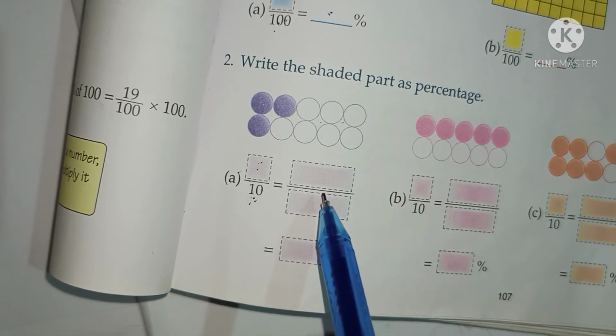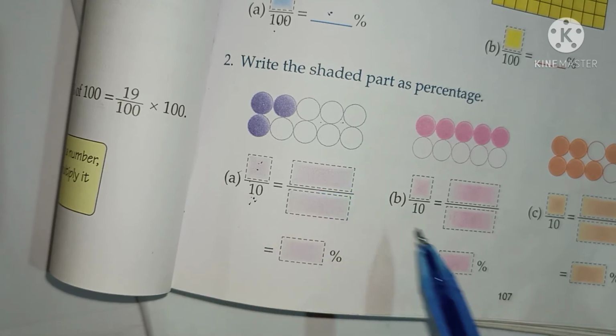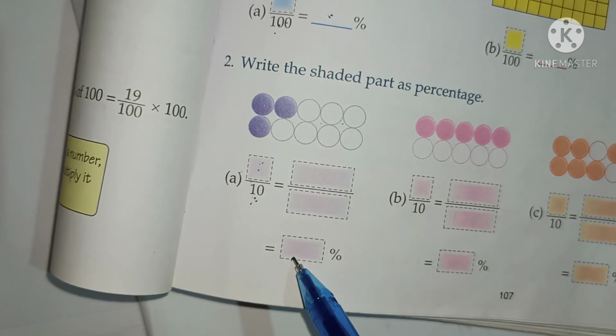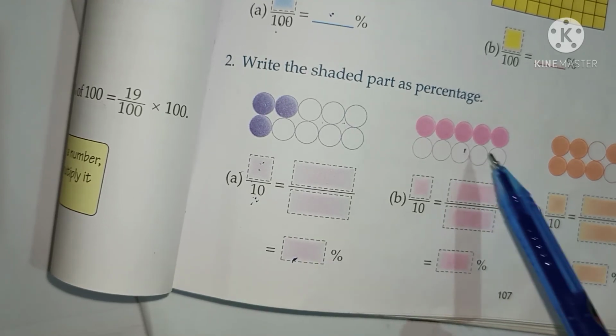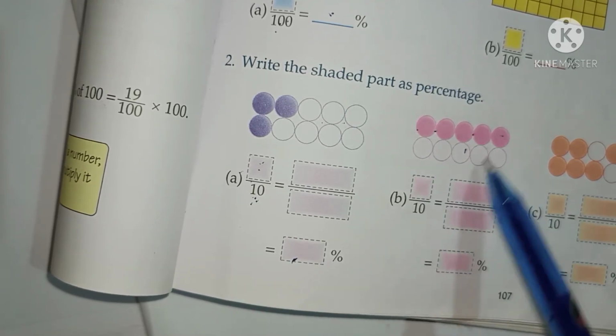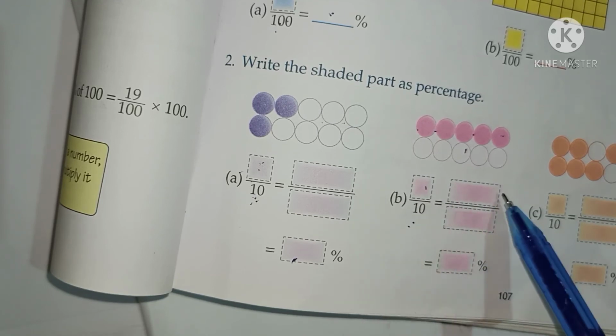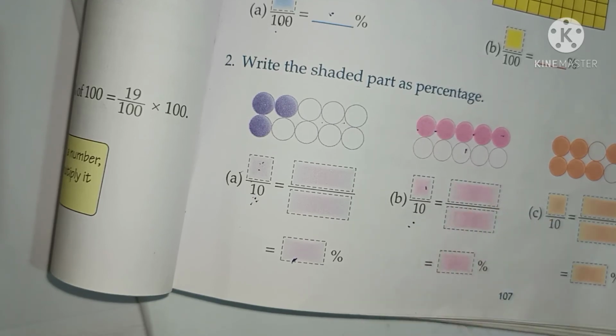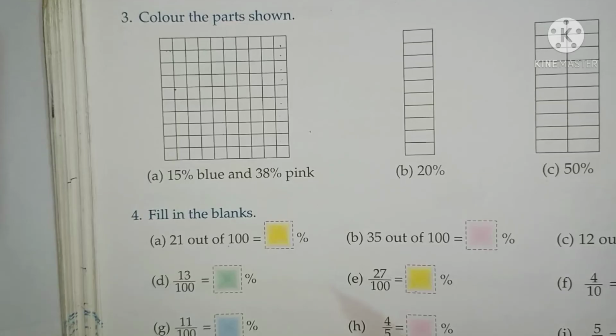10 and 10 you can cancel. Then how much will be there? 10 3s are 30%. Okay. Similarly here, calculate the number of shaded parts divided by 10, multiply by 100%, and you will get the required percentage. These are very easy. I hope you can solve this one.